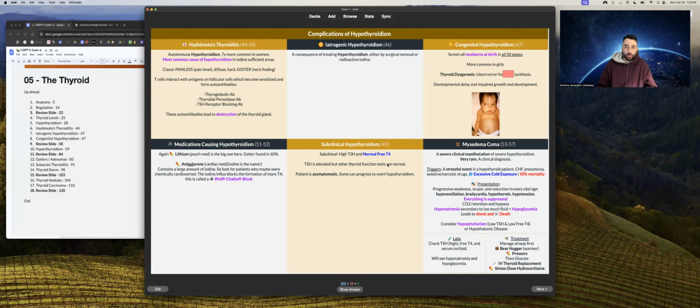Thyroid dysgenesis, inborn error for, I think that's T4 synthesis. Yeah, we can't even make the prohormone there. That's a shame.